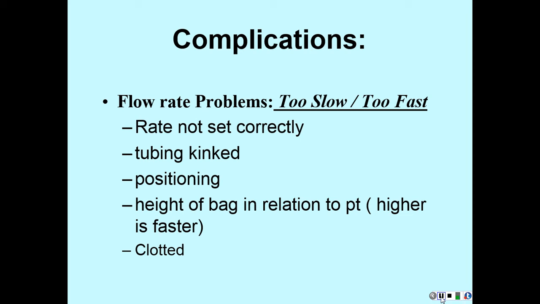Maybe the position. Remember we talked about if you start an IV in over a joint, that you can not only kink the vein, but you can kink the catheter. Right? So the positioning of the arm or the extremity can have something to do with it. Maybe the height of the bag in relation to the patient. The higher that bag hangs, the faster it's going to infuse, and vice versa. Okay? So we want it above the patient. And then maybe it's just clotted off.